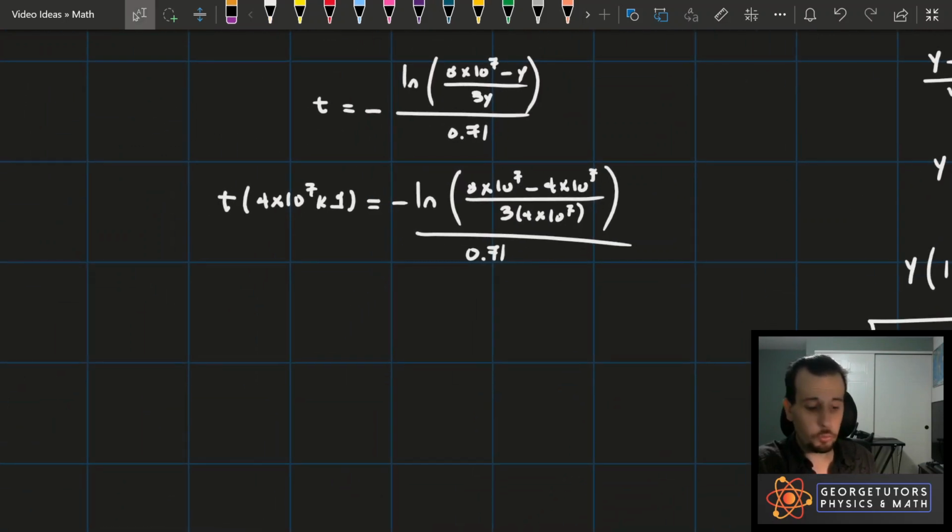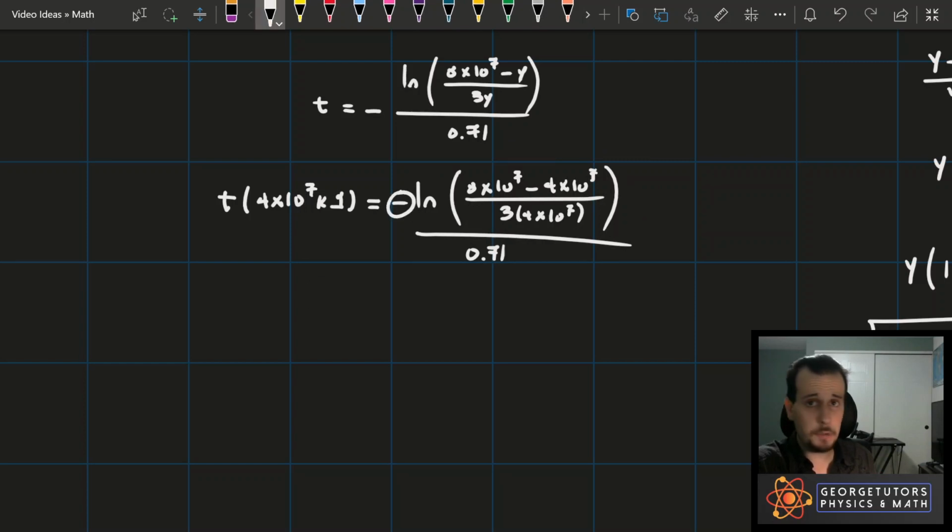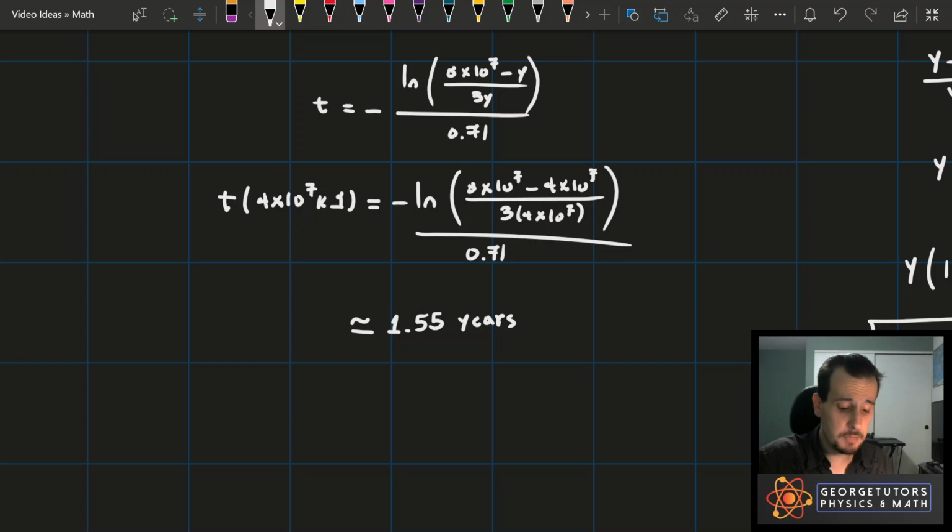If you carry this out correctly, you're going to get a negative value from the logarithm, but you have that negative out here to cancel it. And then in the denominator, once you divide by 0.71, you're going to get about 1.55. 1.55 what? 1.55 years, if you remember, because of the way the rate was given to us. And this over here concludes the example that I wanted to show you alongside the derivation.